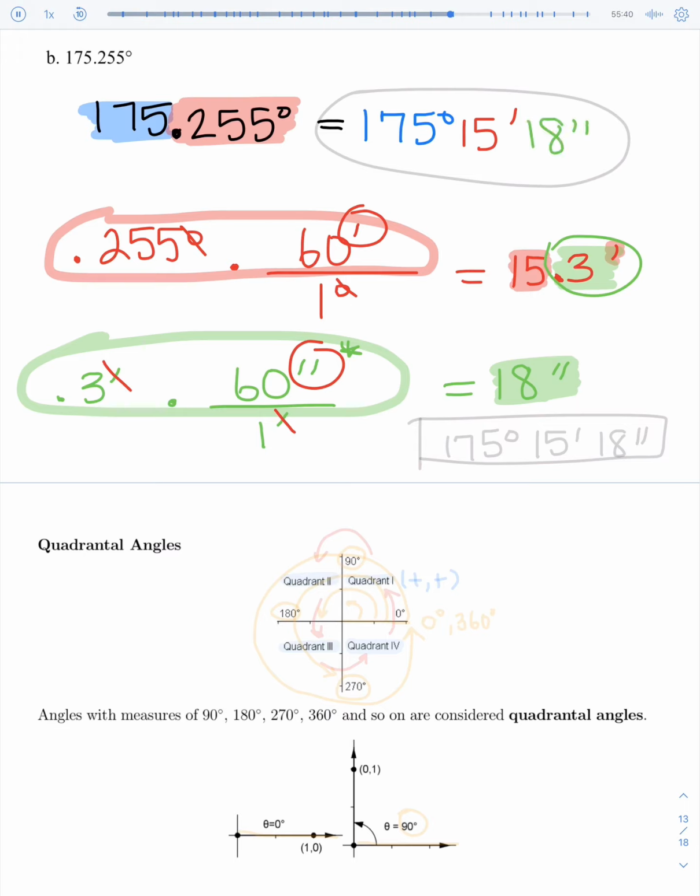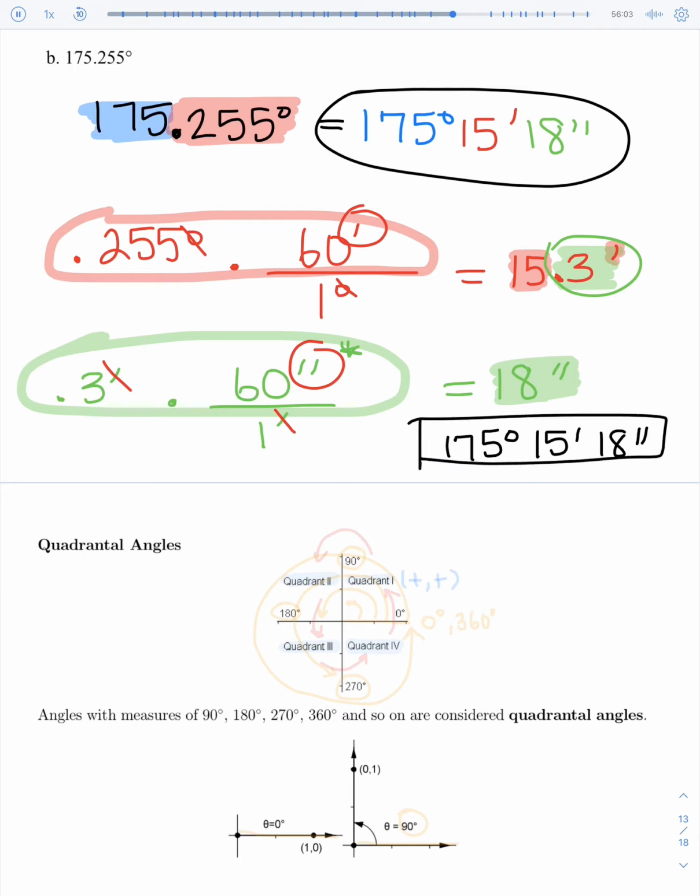So our 175.255 degrees gets converted to 175 degrees, 15 minutes, and 18 seconds. And that's our final answer, is that 175 degrees, 15 minutes, and 18 seconds. And that is a perfect final answer.